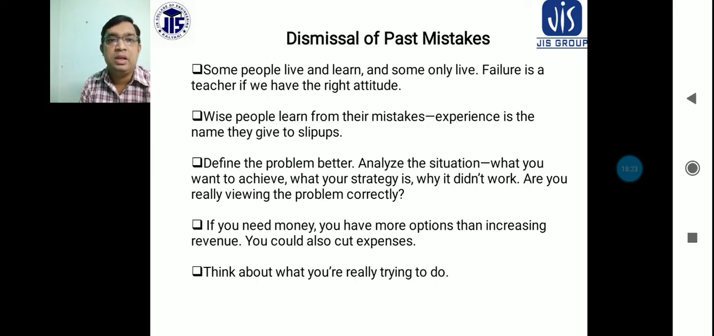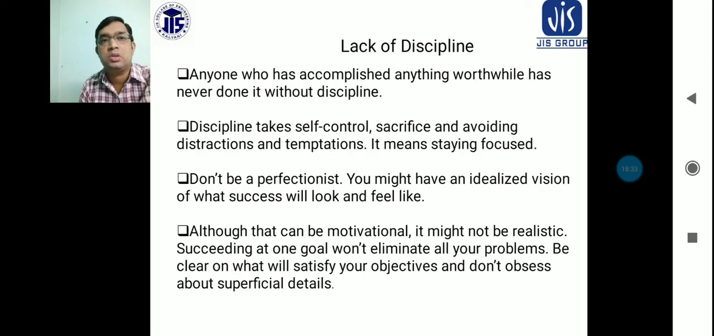Also, think about what you are really trying to do. What you are really trying to do is considered according to the dismissal of past mistakes. And another thing is lack of discipline.